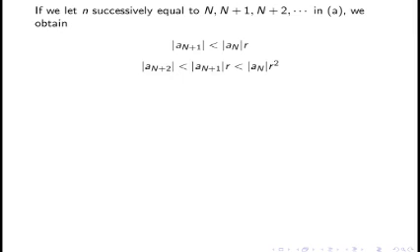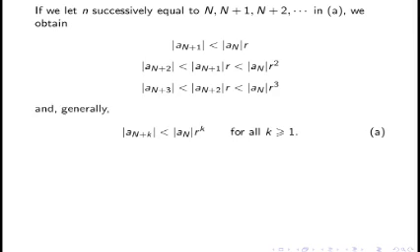We plug it into the equation that we have, and we can see that the absolute value of a_(n+2) must be less than the absolute value of a_(n+1) times r, which is less than the absolute value of a_n times r squared. And the same thing for r cubed. And in general, we've got that the absolute value of a_(n+k) is less than the absolute value of a_n times r to the k for all k greater than or equal to 1.